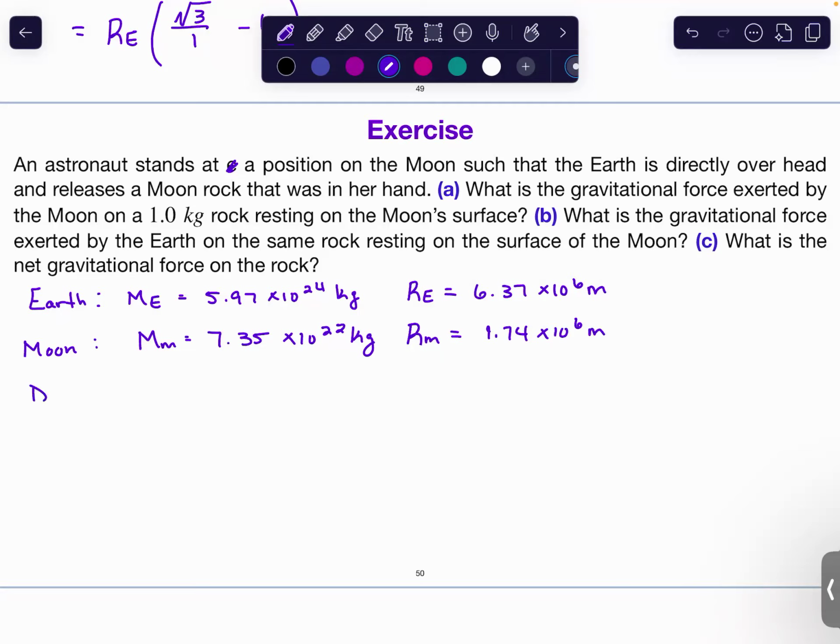And the distance between Earth and the moon, so of course that's the distance between the center of mass of Earth and the center of mass of the moon, 3.84 times 10 to the 8th meters. Okay, so what is the force of gravity exerted by the moon on the 1 kilogram rock? Okay, well, we can use the standard law of universal gravitation to figure that out.